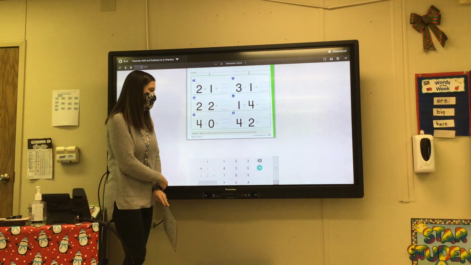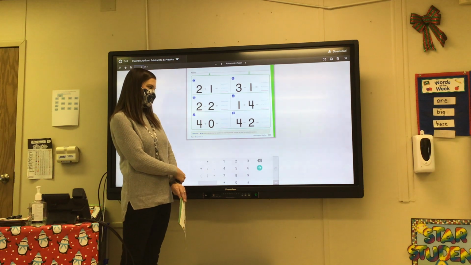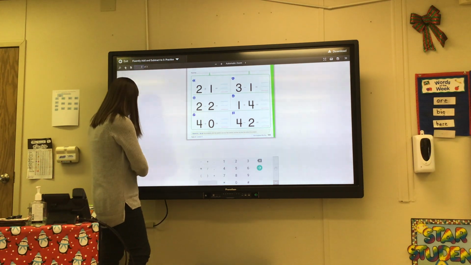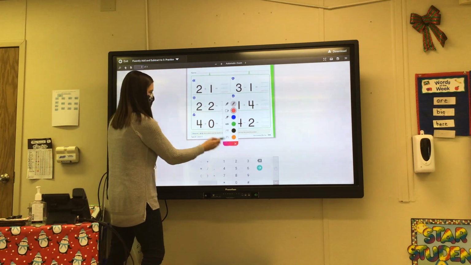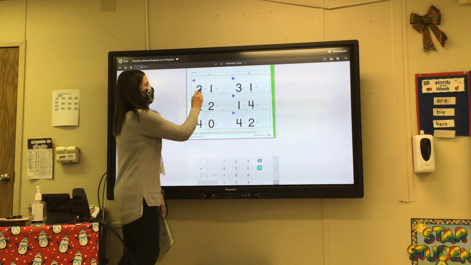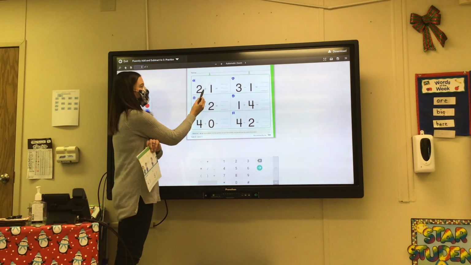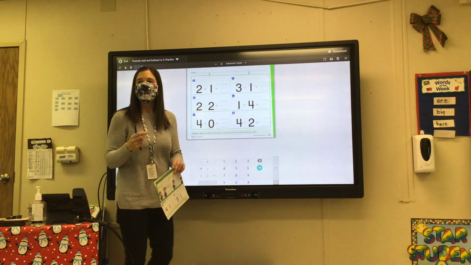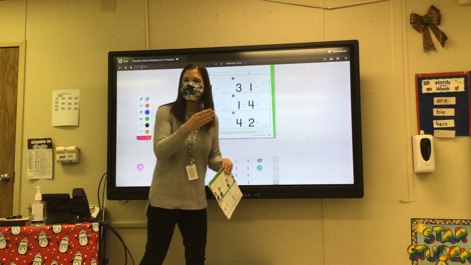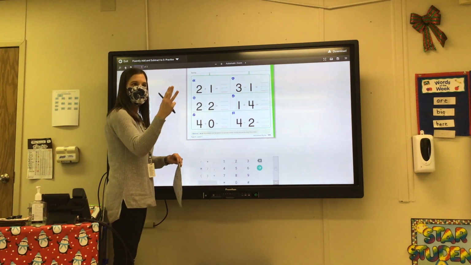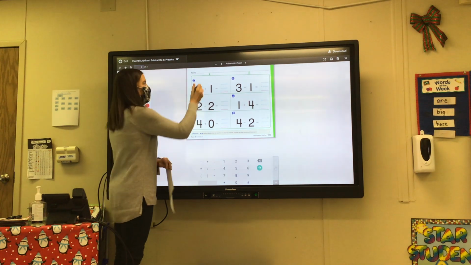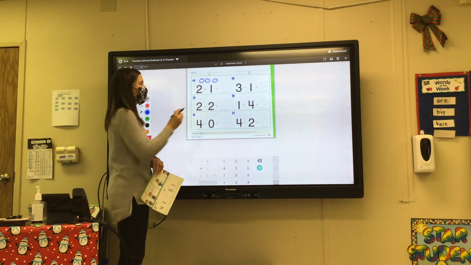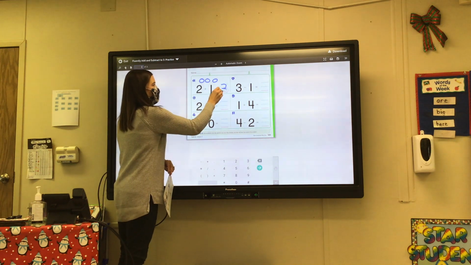Okay, we're going to solve the equation any way we choose and tell how we solve the problem. So let's look at number 3. We have 2. What sign is right here, Jax? Plus. So I'm going to add 2 plus 1. I can count up from 2. I can say 2, 3, and add that 1 more. Or I can draw a picture, right? 2 plus 1 equals how many? 3.